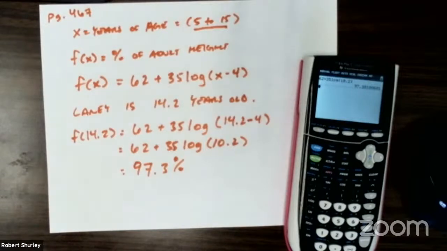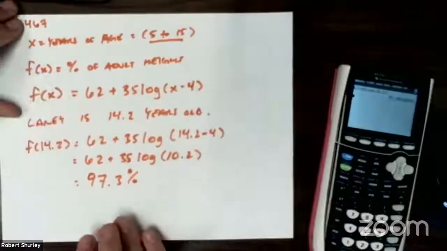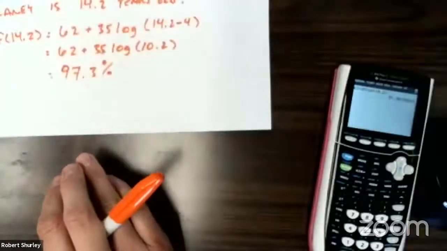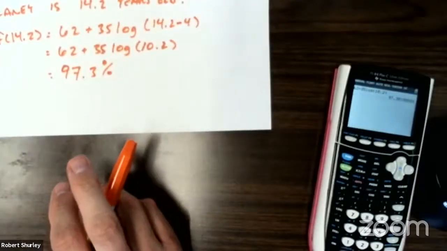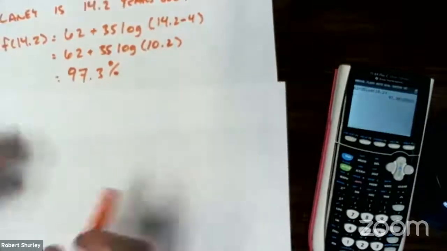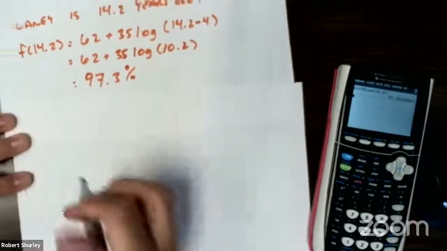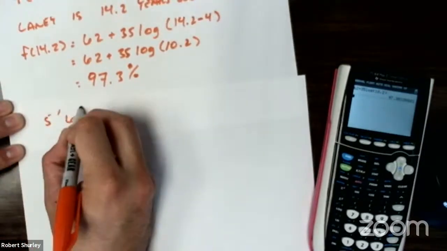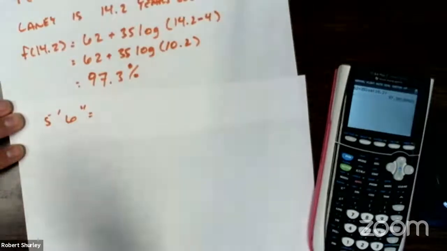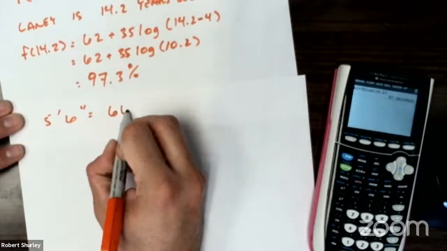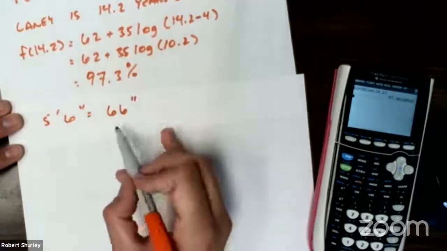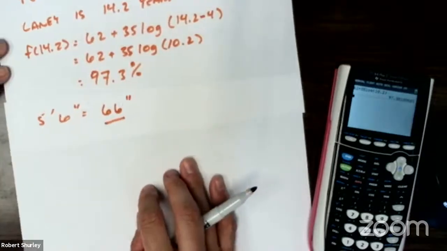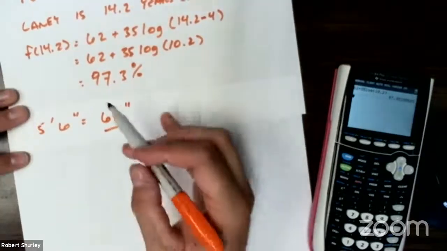Okay, we want to extend this concept out a little bit. So let's say she's 5'6". Now I'm going to do this in inches because it makes more sense. 5'6" is 66 inches, right? We're going to keep it in just inches. It makes it a little easier. So here's what we're saying.